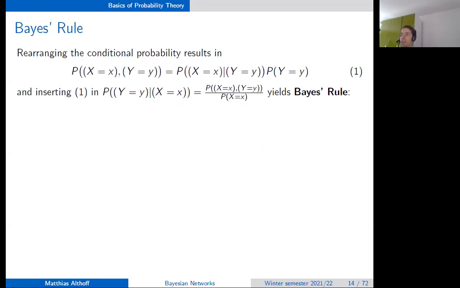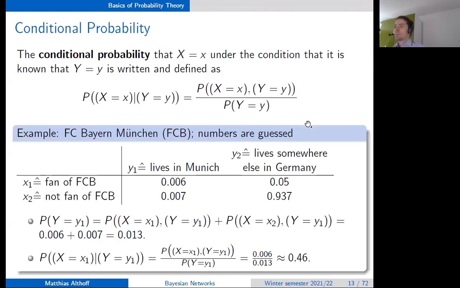Good. And now we can use the definition of conditional probability to obtain Bayes' rule. Essentially, what we are doing first is rearranging the equation that we have here. So if you look at this equation, we multiply it on both sides with the probability of Y equals y.